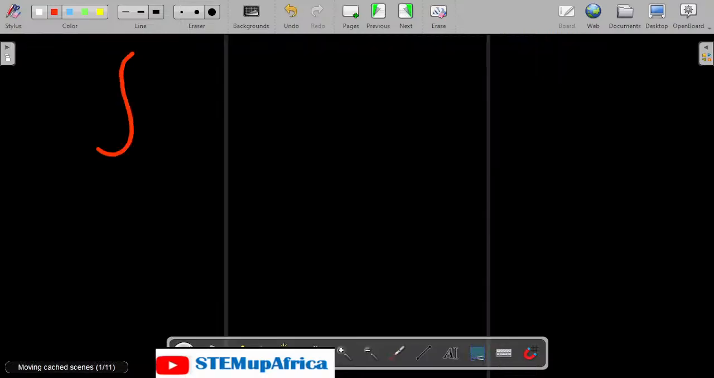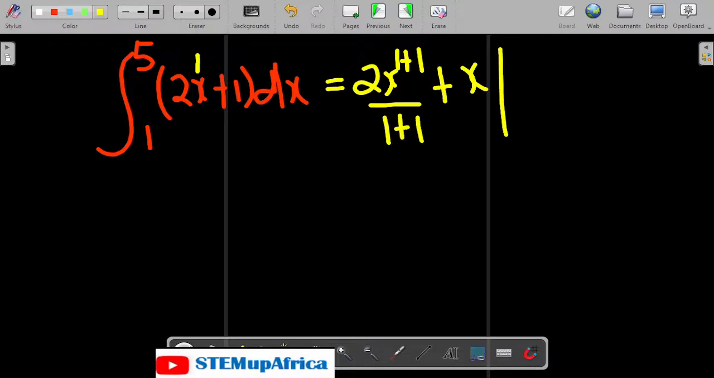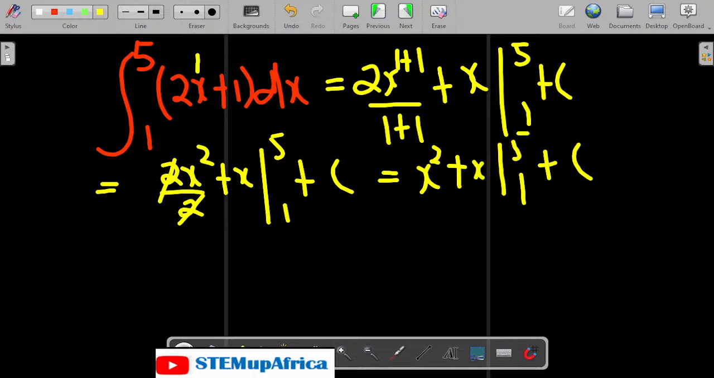We have the integral from 1 to 5 of 2x plus 1 dx. If I integrate, here x is raised to power 1, you should take notes. So I will have 2x to the power 1 plus 1 over 1 plus 1. If you integrate the constant it becomes x, and I will write my upper limit and lower limit, plus c. If I simplify that, I'm going to have 2x squared over 2 plus x, upper and lower limit, plus c. So we cancel 2. I'm left with x squared plus x, 5 to 1, plus c.